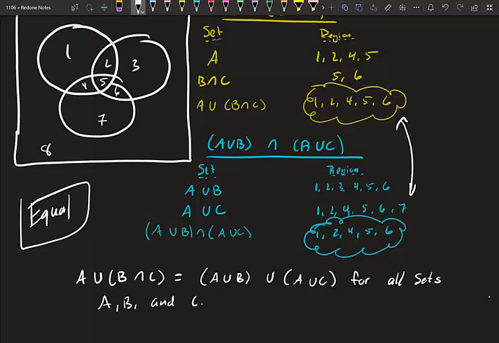So this is how we say two sets are equal in all fancy language and math talk. A union B intersection C equals A union B intersection A union C for all sets A, B, and C.